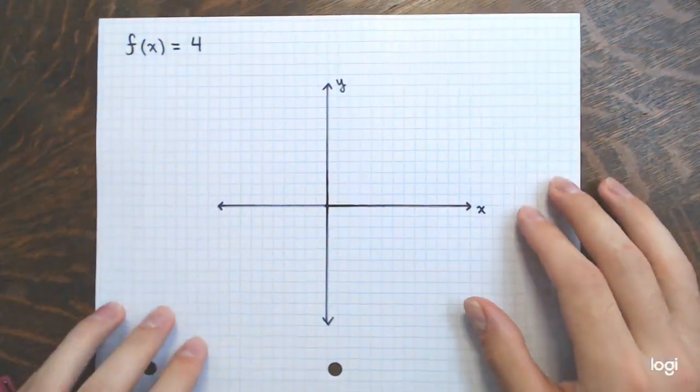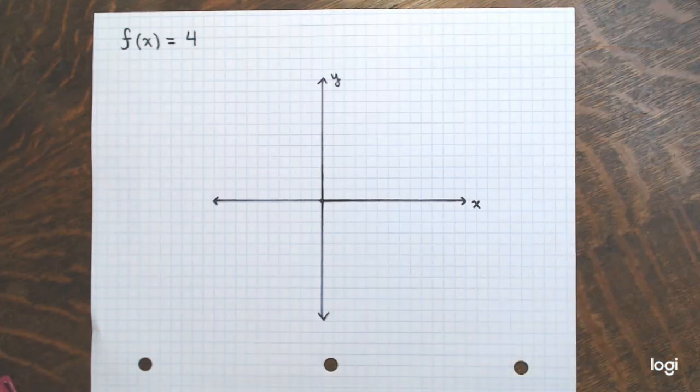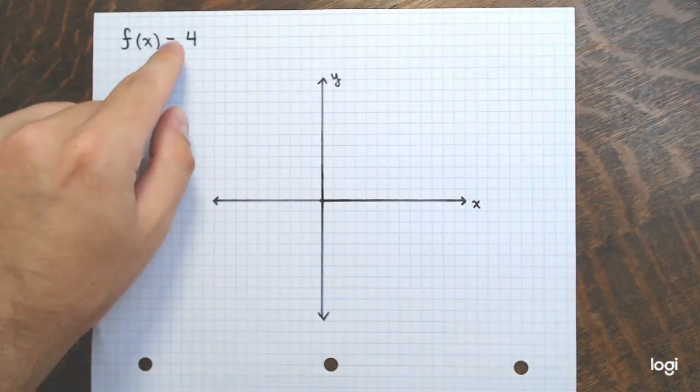So far we've seen a couple lines with a positive slope, one line with a negative slope. Well, what about a line with no slope, a slope of 0, right? That's not positive or negative. So here's my last example in this video. I've got f of x equals 4.